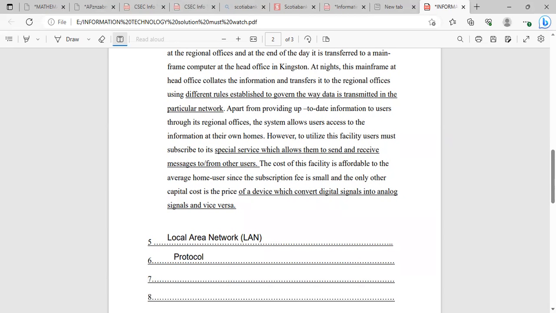Let's look at the next one now. Special service which allows them to send and receive messages to and from other users. And that would be the bulletin board or electronic mail. So that's electronic mail, or what we call email.